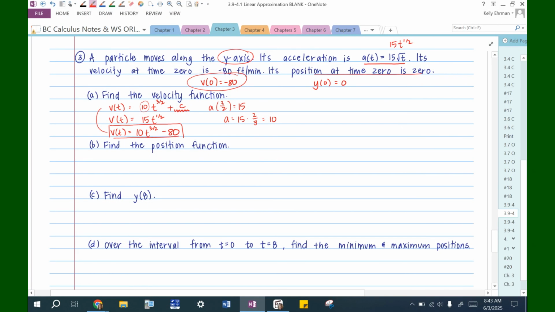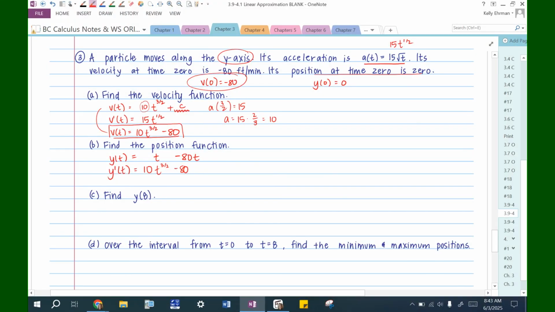Find the position function. The position function is the same idea. We're going to call it y of t. I need to think, what does y of t need to be so that y prime is equal to 10 times t to the 3/2 minus 80? If I take the derivative of that, what would I get? Let's start with the 80 part. If I had a minus 80t right here, then when I take the derivative of that, I get minus 80. So that part's done. Let's do the same exponent trick here.